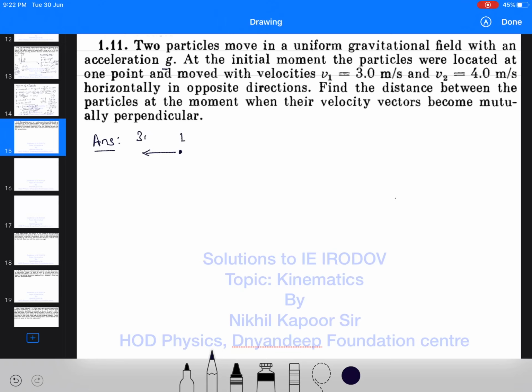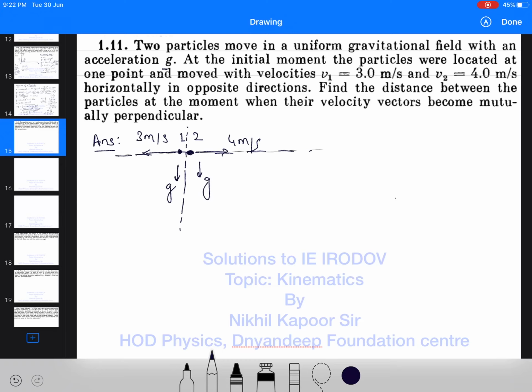in opposite directions. Let us say particle 1 is moved in this direction with 3 meter per second, and particle 2 starting from the same point is moved in this direction with 4 meter per second. This is the origin, and this is the x-axis and y-axis. I will take this as the x-axis and y-axis.